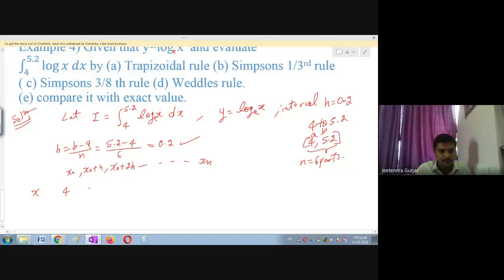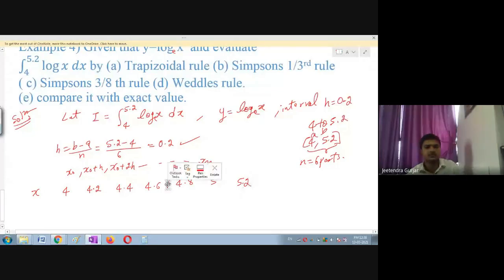4.2. Yes, absolutely right, beta. It is 4.2. Next value 4.4, 4.6, 4.8, and you will reach 5, and this is 5.2. We are just adding this value each time. So here we get all the x values.